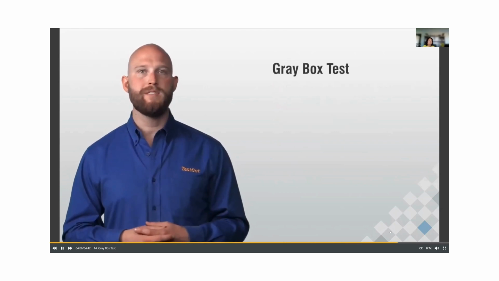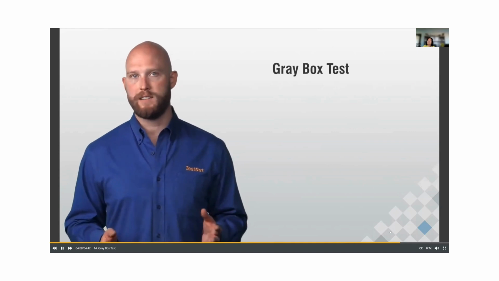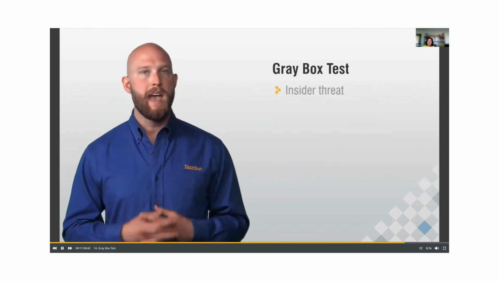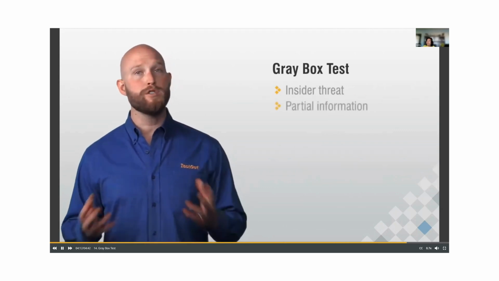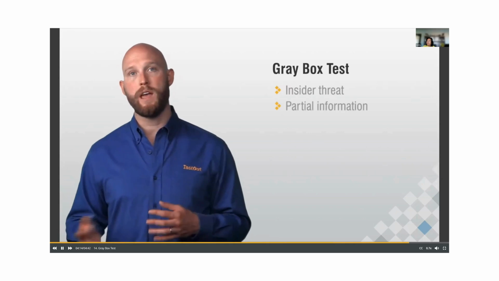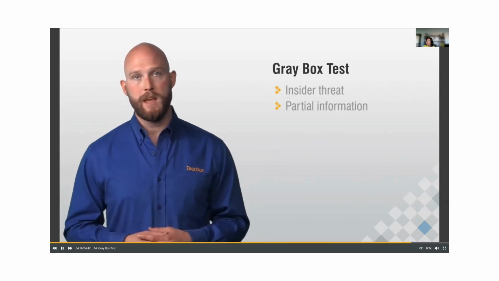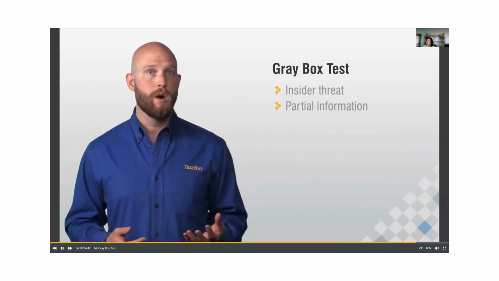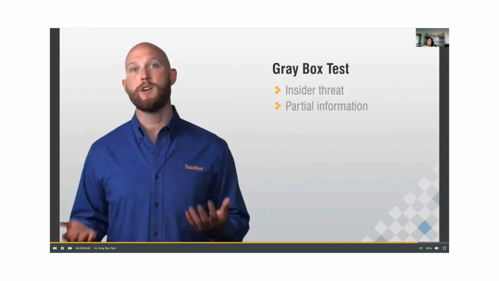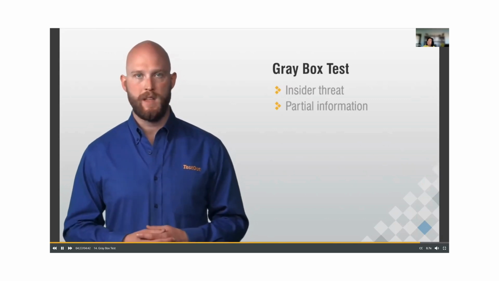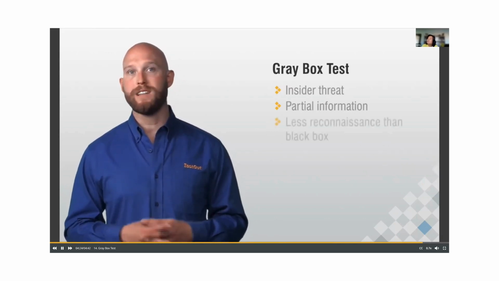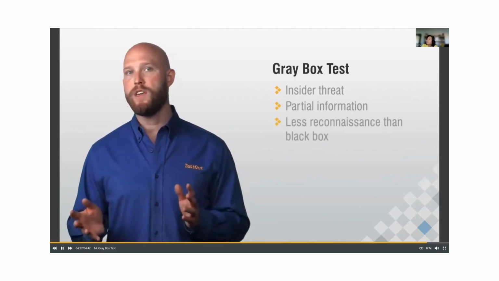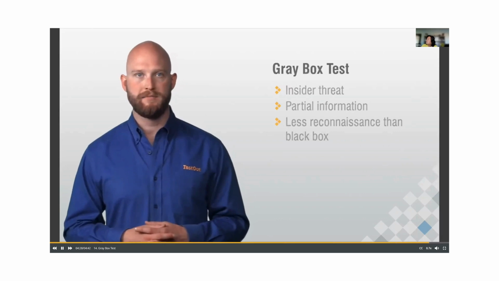The final type of test is a gray box test. This test simulates an insider threat. The ethical hacker is given partial information about the network and computer systems. This can be IP configurations, email lists, computer names, or other information an insider would realistically have. The gray box test requires less reconnaissance and scanning, but doesn't give all the information to the ethical hacker.